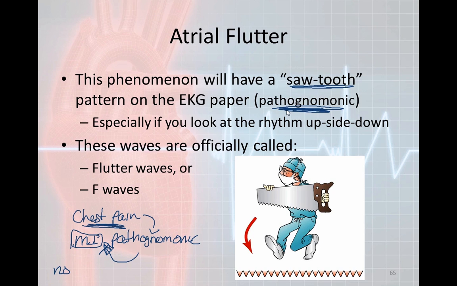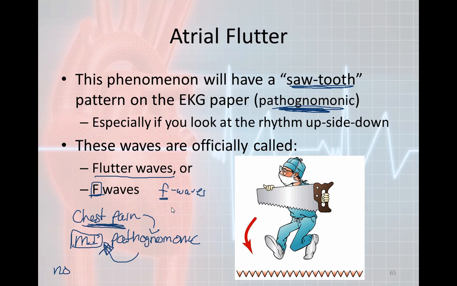Now officially, these waves are called flutter waves, or you can refer to them as F waves. Notice here the F has to be capital. It is a capital F wave. Lowercase f waves are actually fib waves, so you can't use any F that you want to. If you want to talk about flutter waves, you have to use a capital F. If you're talking about a lowercase f, those are called fib waves.